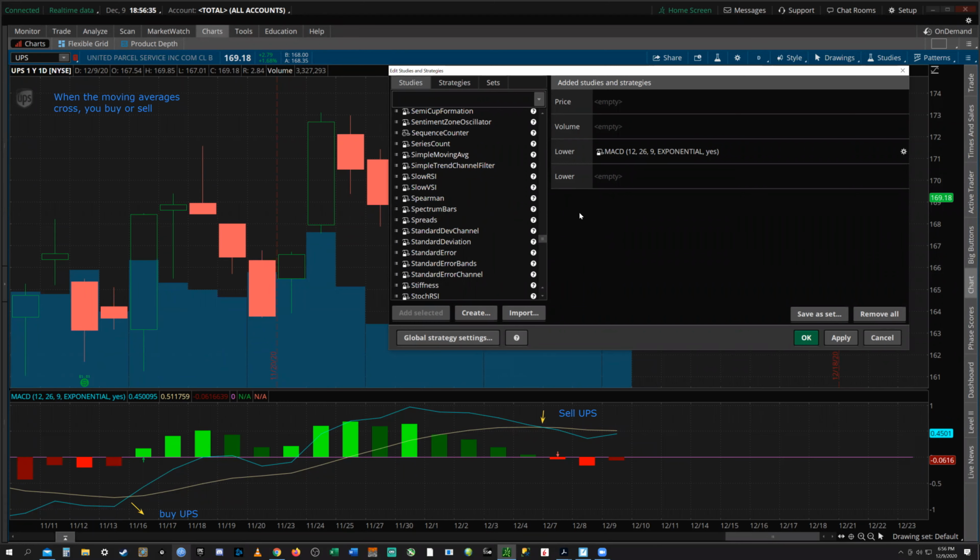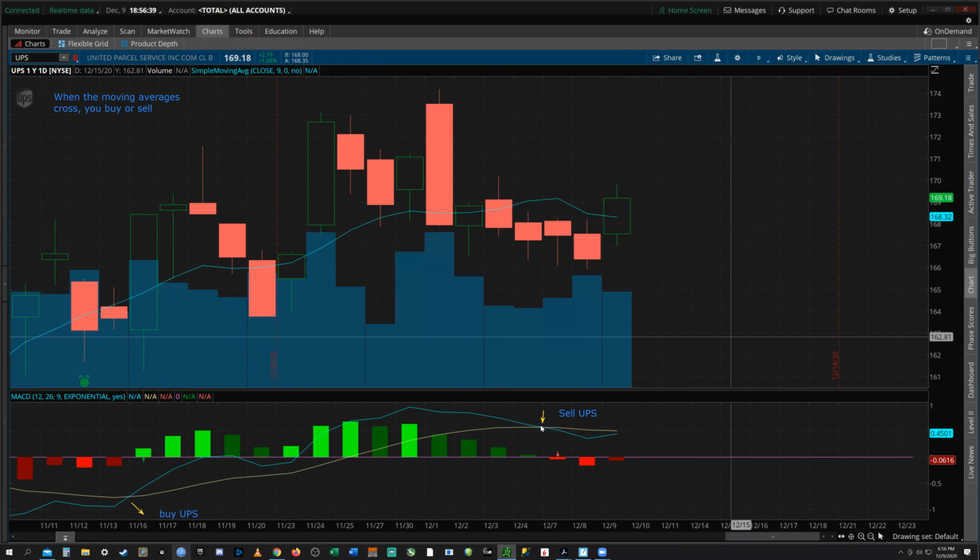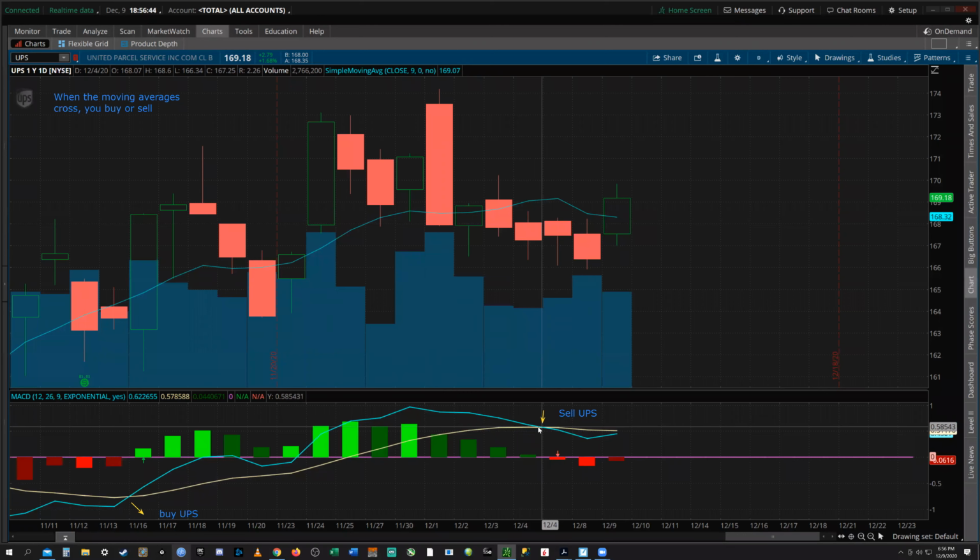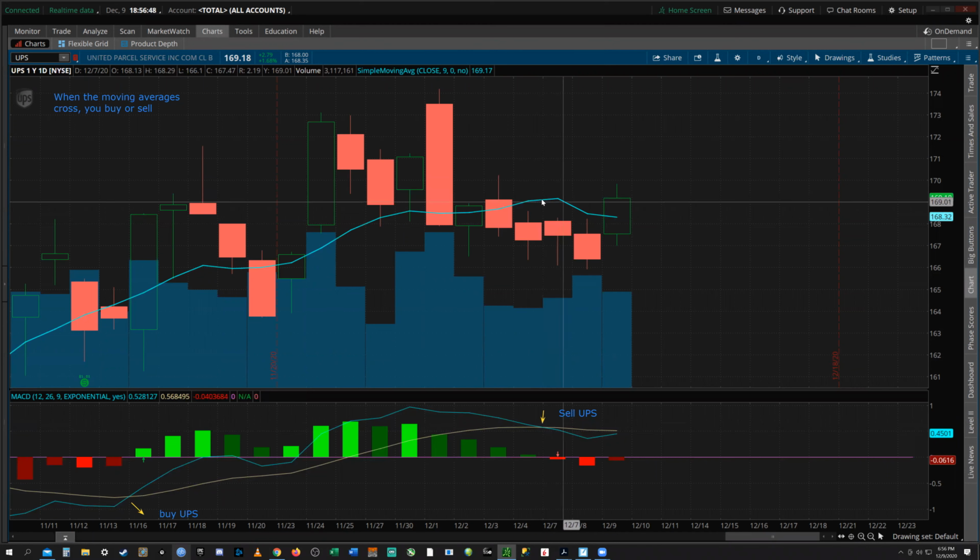So I can see, okay, I should sell right here. The MACD is telling me that. The moving average was going up at that time, so maybe that's not a good idea. But then again, it takes into account the larger sets of data, the larger candlesticks. So this could be a good signal, but we won't know.